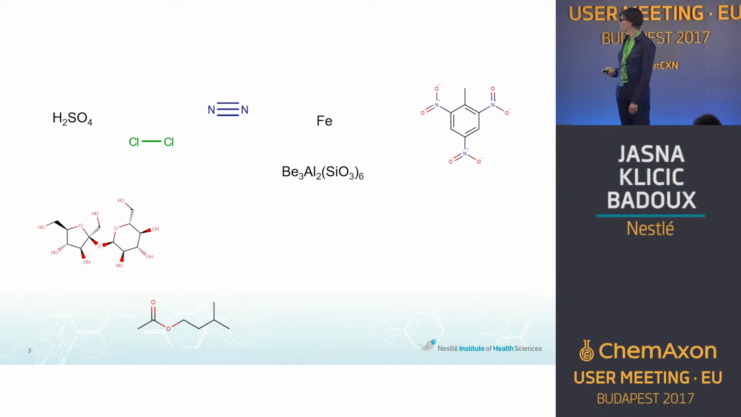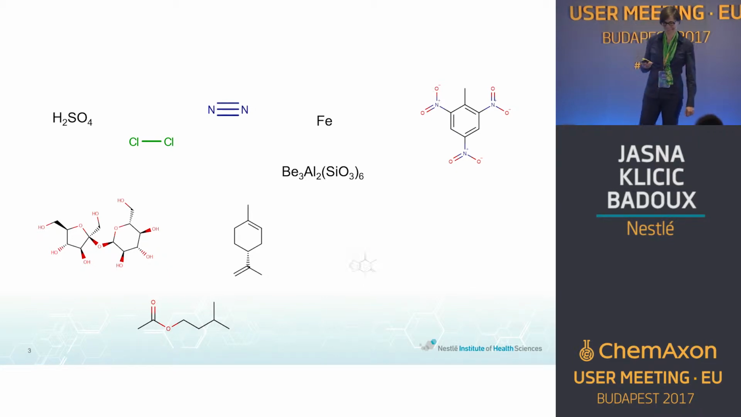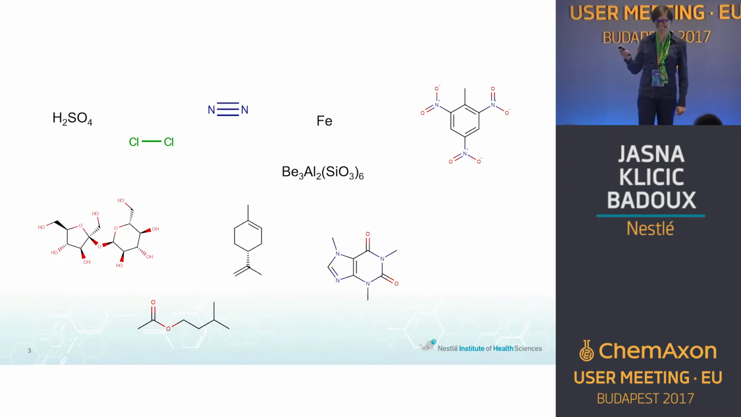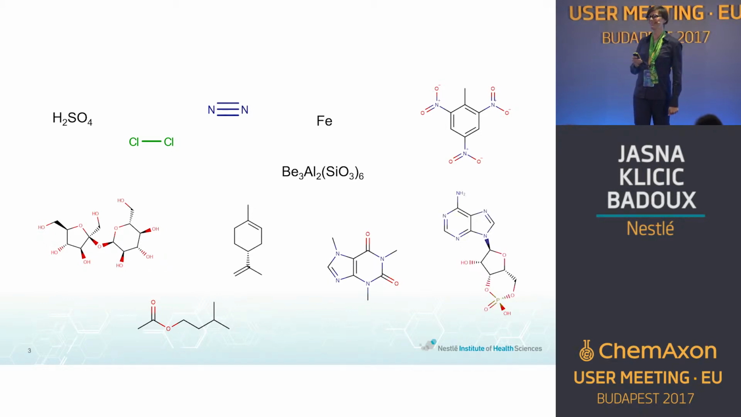This molecule is a bit opposite. It doesn't like water, it's volatile. It smells like banana. This one is also volatile. It's called limonene, and it smells like orange. What is this one? Caffeine. Yes. What is this one? It's cyclic AMP. It's a very important signaling molecule.